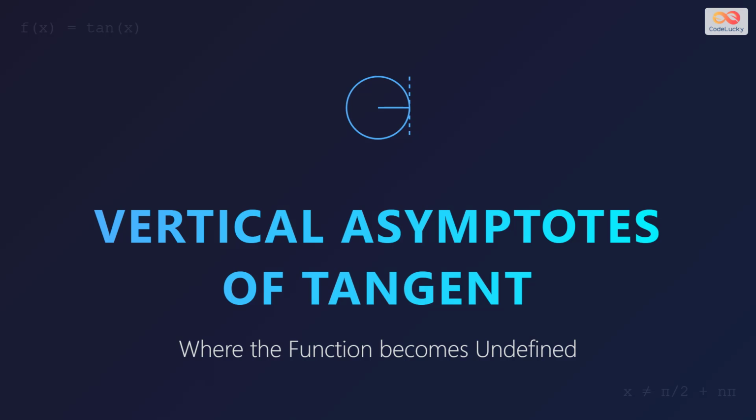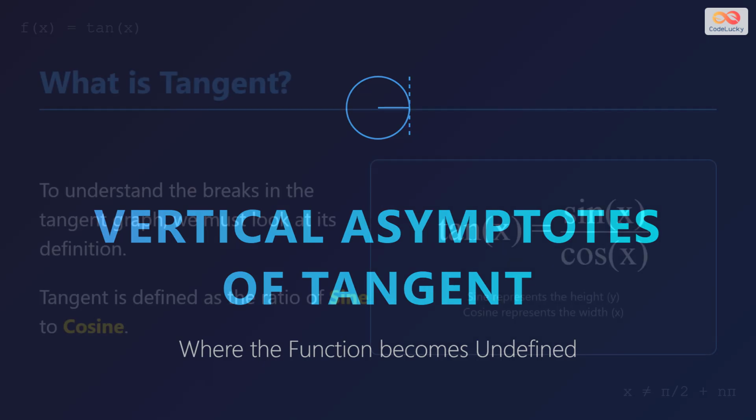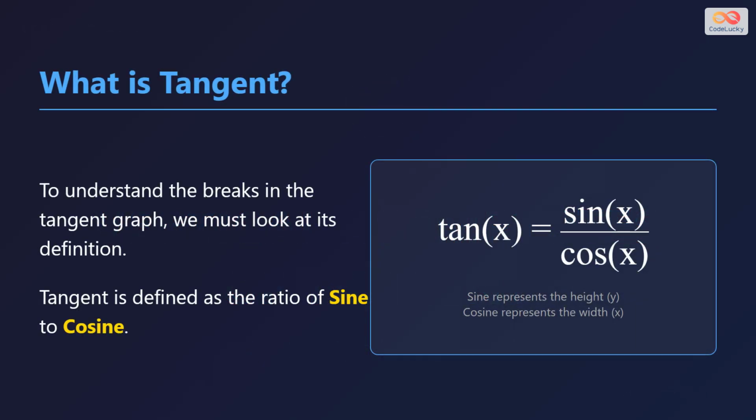Welcome. In this lesson, we are going to explore a fascinating feature of the tangent function in trigonometry, its vertical asymptotes. We will uncover exactly why the tangent function breaks at certain points and becomes undefined. To understand the graph, we must first look at the formula. The tangent of an angle x is defined as the ratio of sine of x divided by cosine of x. This relationship is the key to everything that follows.